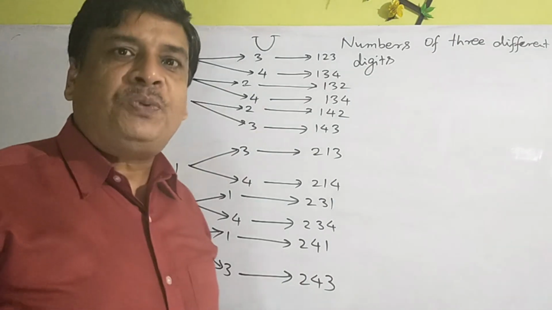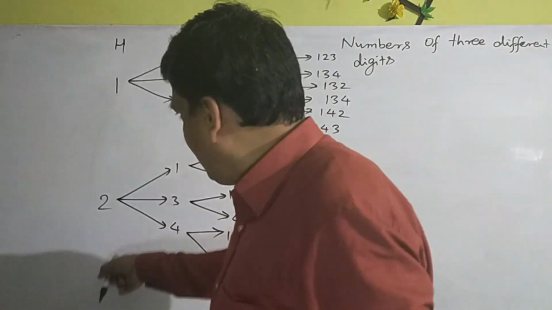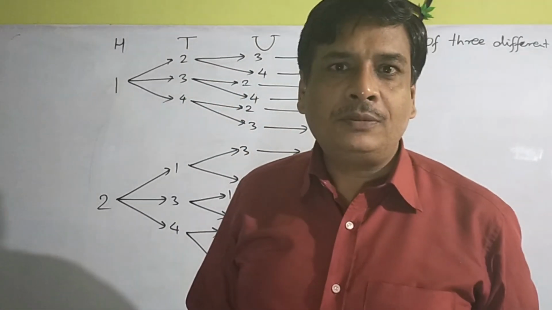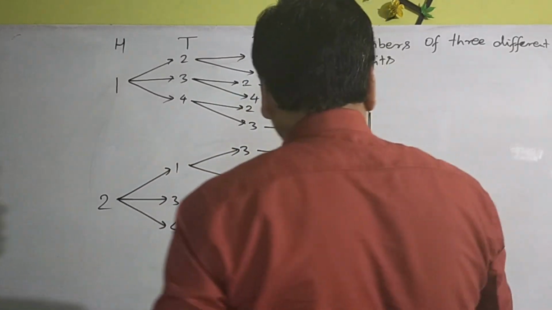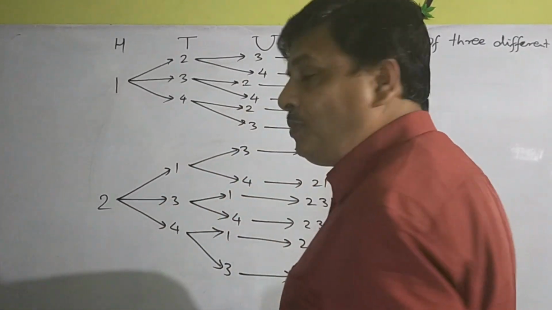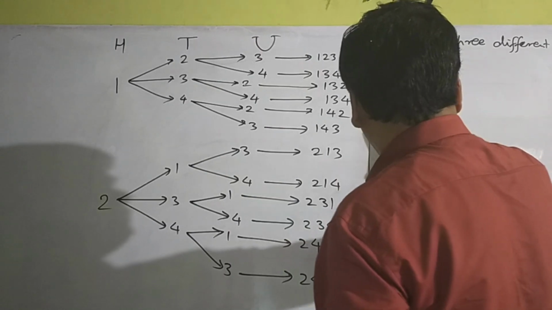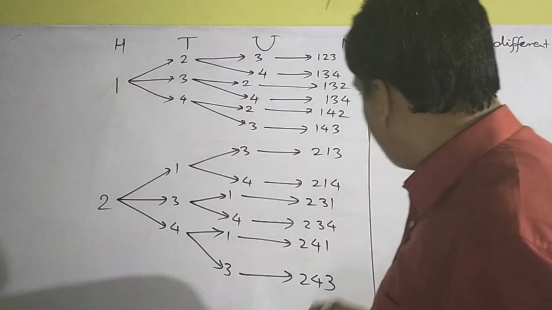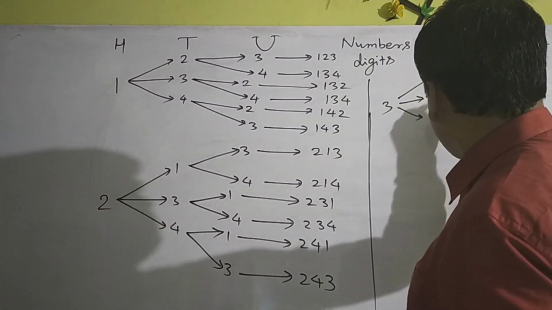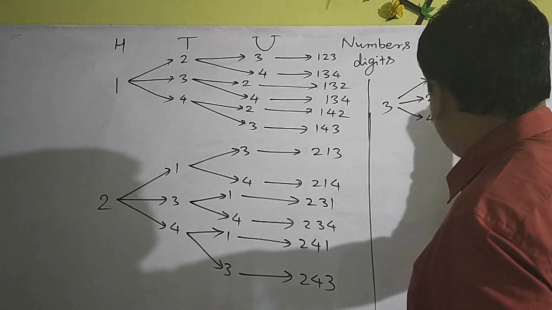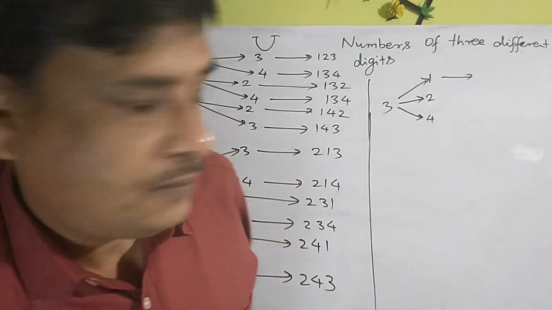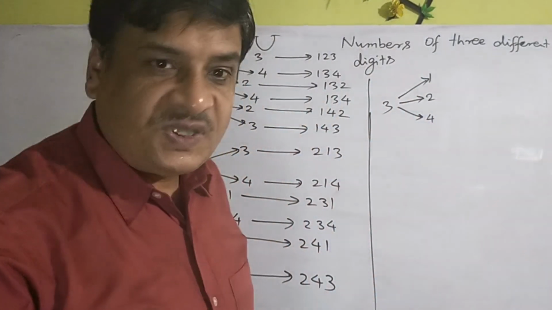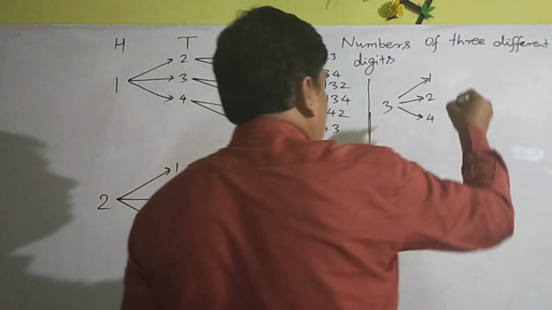Then by the basic principle of counting, in a similar fashion, we can take at hundreds place 3 or 4. When we take at hundreds place 3, by the same procedure, for tens place, 3 options we have. These options are 1, 2 and 4. Then for each choice of tens place, there are 2 choices for the units place.